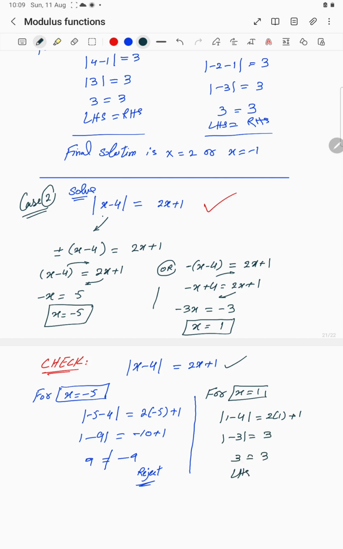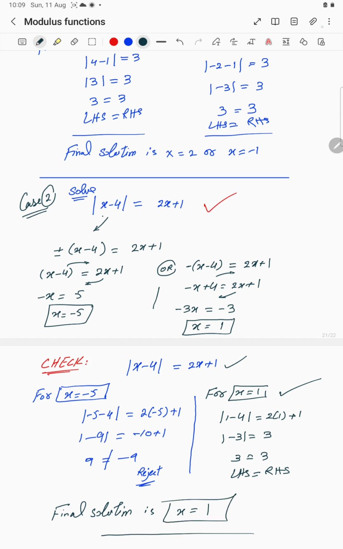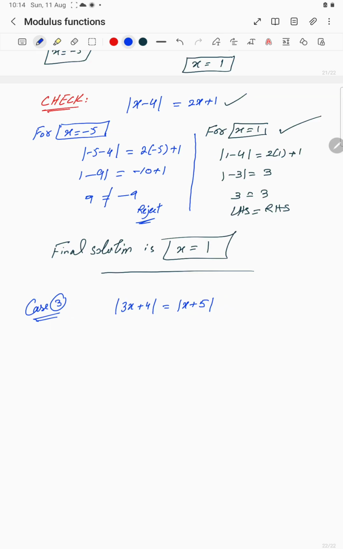So here left hand side equal to right hand side. So we can say the final solution for the given function is x equal to 1, and we will reject x equal to −5. So that is the final answer. I hope you understood. Okay, now we are going to discuss case 3.